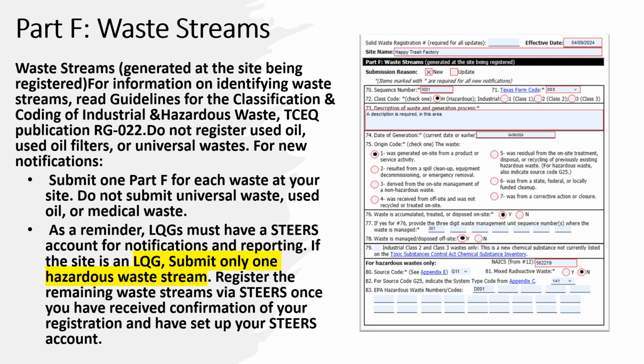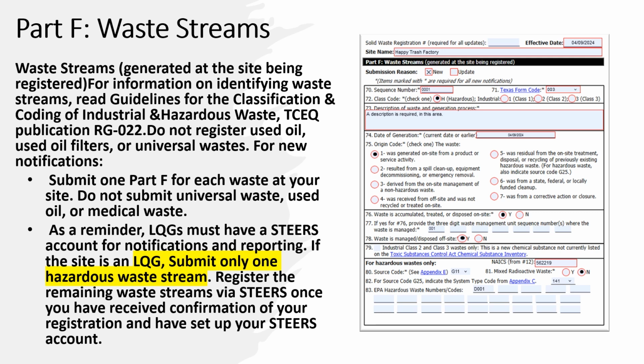Part F, waste streams generated at the site being registered. For information on identifying waste streams, read our guidelines for classification and coding of industrial and hazardous waste, TCEQ publication RG-022. Do not register used oil filters or universal waste. For new notifications, submit one Part F for each waste at your site. Do not submit universal waste, used oil, or medical waste.